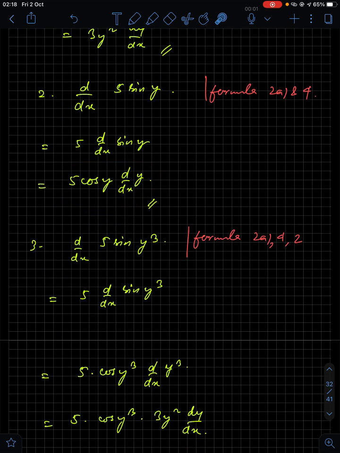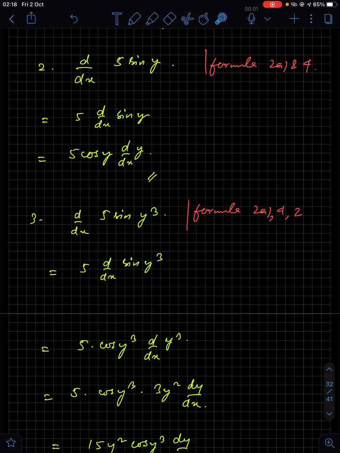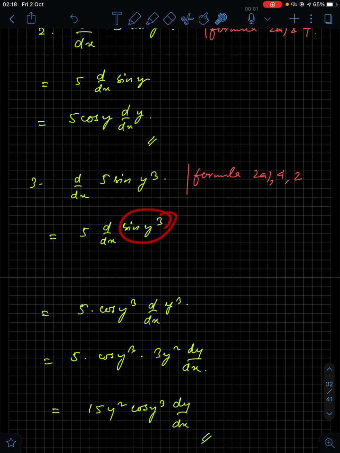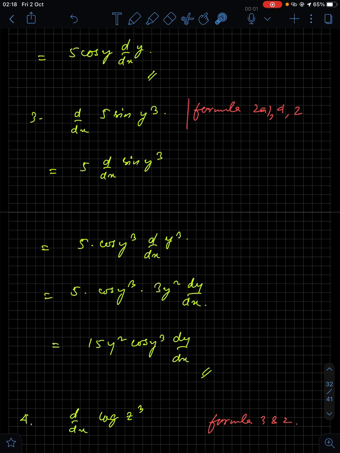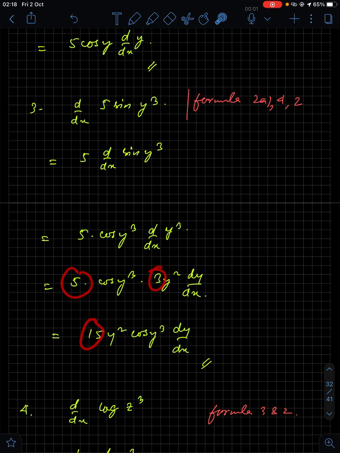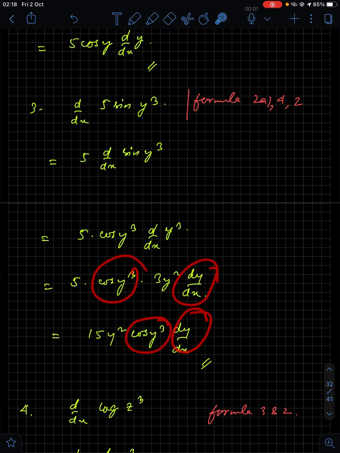Question number 3, d/dx of 5 sin y cube. So 5 taken common, you have d/dx of sin y cube. Now y cube needs to be treated as u. So you have d/dx of sin u as cos u d/dx of u again. So d/dx of sin y cube is cos y cube d/dx of y cube. So d/dx of y cube, you have to solve it again. d/dx of y cube is 3y square and d/dx of y again. So your final result is 5 into 3, which gives 15y square, then you have this cos y cube, and you have this d/dx of y.